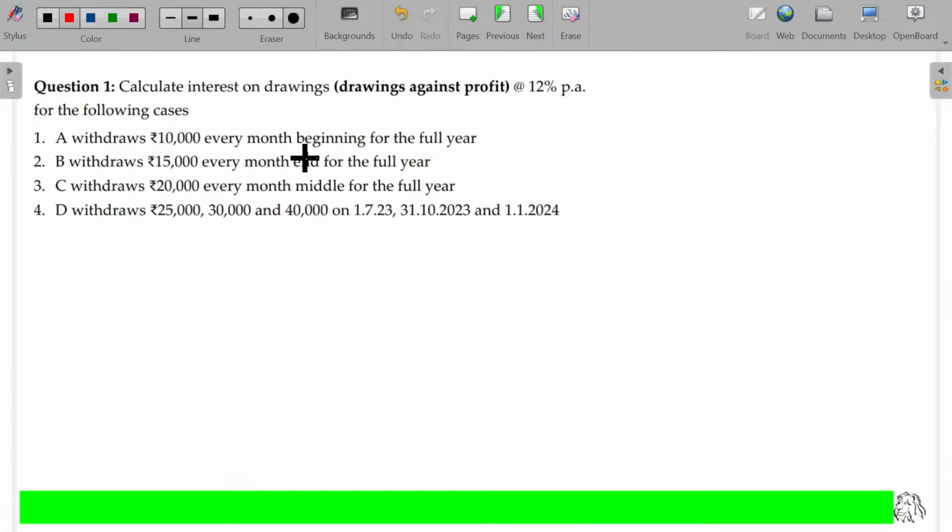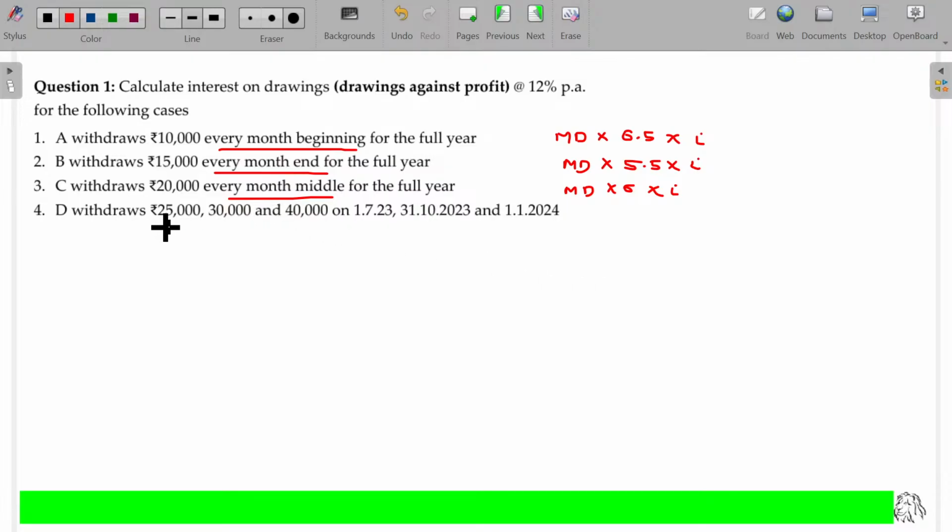So in this case, for every month beginning, the formula being monthly drawings, not total drawings, monthly drawings multiplied with 6.5 into rate of interest. Every month end, the formula being monthly drawings multiplied with 5.5 into rate of interest. And every month middle, monthly drawings multiplied with 6 into rate of interest. Very simple. Clear? You apply this formula, that's more than enough for your examination, but logic is very important. That's why I have given all these inputs here.